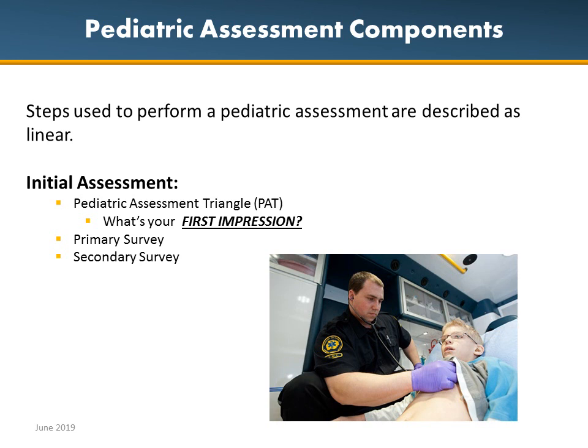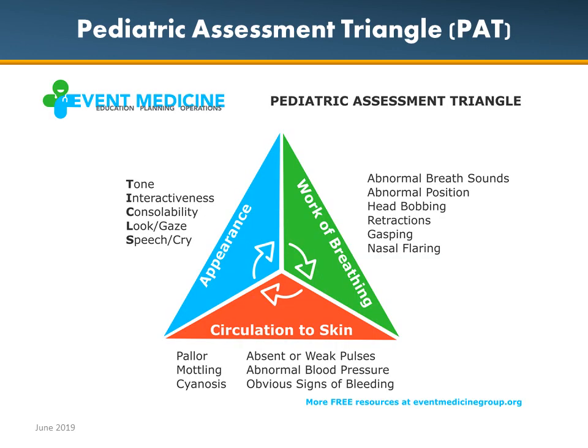So Lauren, can you help me out with the pediatric assessment triangle? Sure, Pete. Let's look at that next. So again, remember, this is your first impression. In order to help you with your first impression, the pediatric assessment triangle is made up of 3 separate components. The first, in blue, is appearance, the second, in green, is work of breathing, and the third, in red, is circulation to skin. We'll be going through these components next.